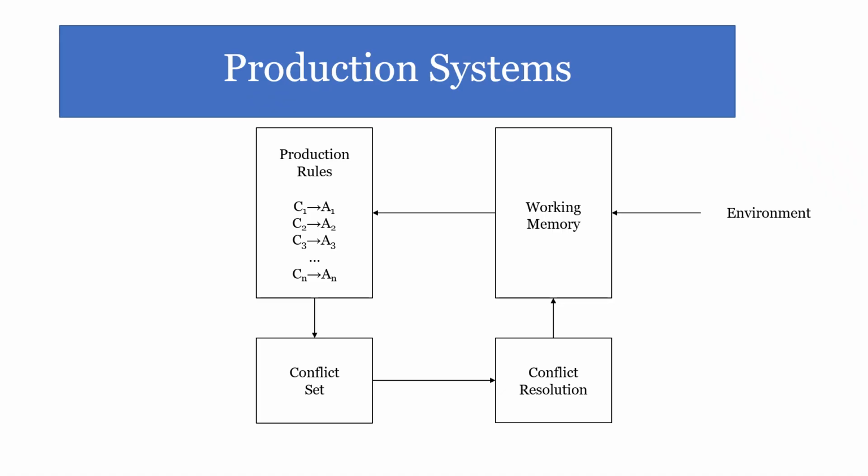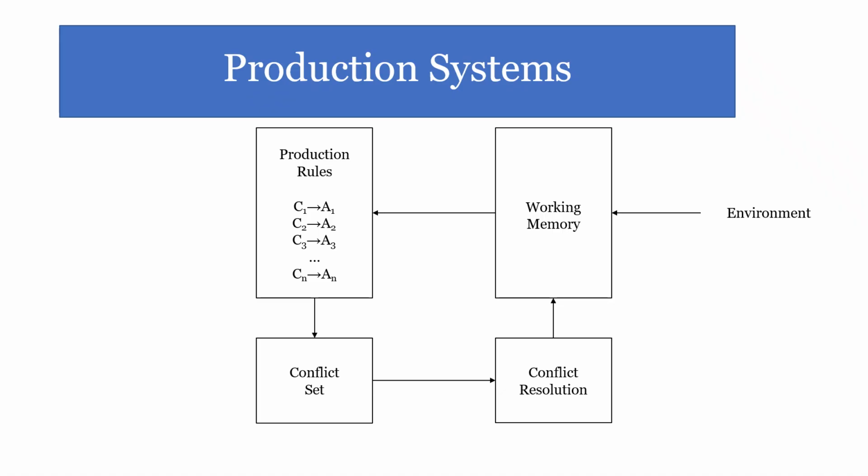Now, what is the working model of a production system? How does it work? The facts from the environment are stored in the working memory. Then the system checks which production rules can satisfy the current facts. Finally, it creates the conflict set by matching all the rules. In conflict resolution, one rule is selected from the conflict set. The selected rule is fired and its action is performed. Finally, the working memory is updated. Whenever new facts are added, the cycle repeats until the goal is reached.